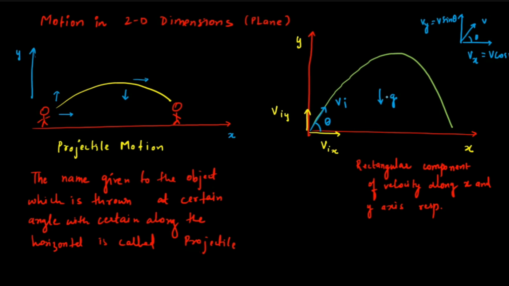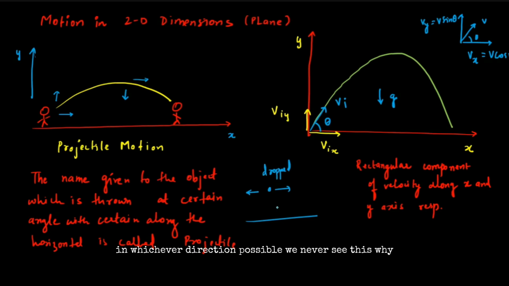For example, if you just pick an object and drop it from a certain point, in which direction is it going to move? It is going to move along the y-axis, in the vertical direction. Why? Because the acceleration is always there in the vertical direction. You will never see that you have dropped an object from a certain point and it moves along the x-axis in whichever direction. We never see this. Why? Because there is no acceleration in the x-axis. But in the y-axis, there is always an acceleration called acceleration due to gravity. So if I talk about these two components, which component is going to get affected because of g?